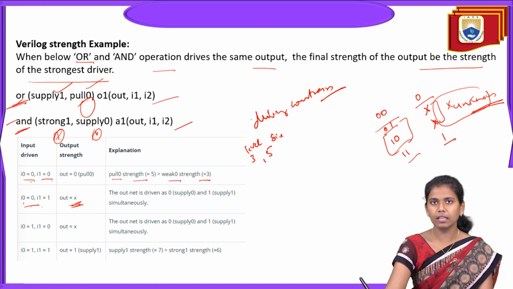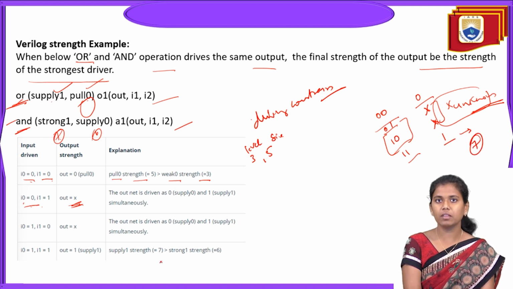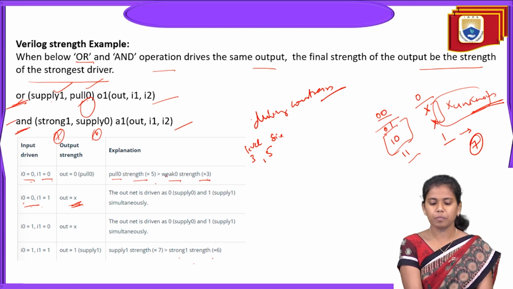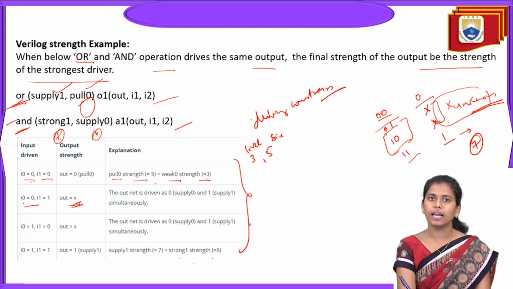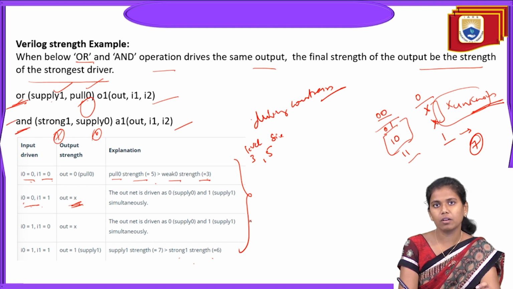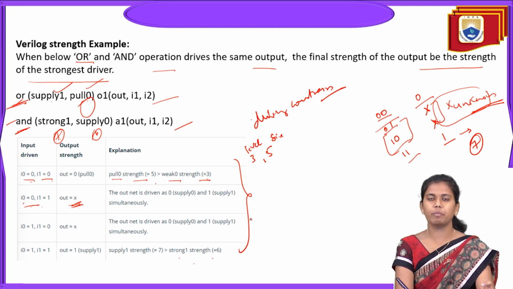So for this signal, the strength level is 7. So 7 is nothing but the strong strength level, and the other strength is 6. And for 0, 0, the strength levels go with 5 and 3. So this is a simple example and explanation given with respect to the Verilog strength levels of a particular module.